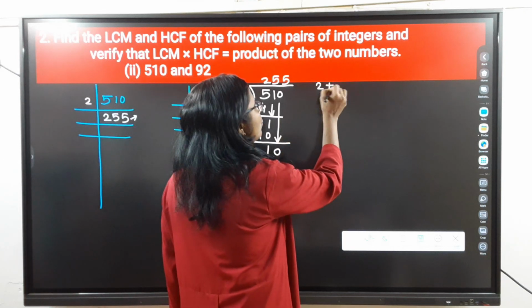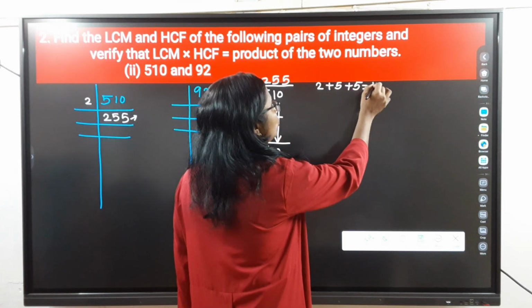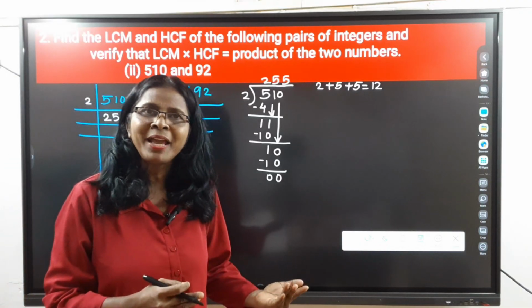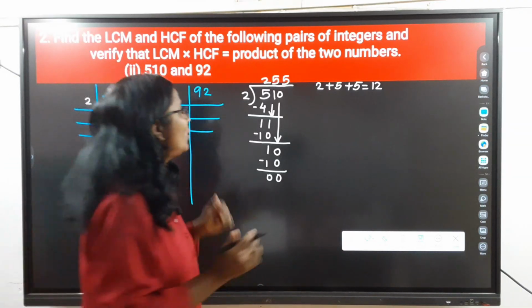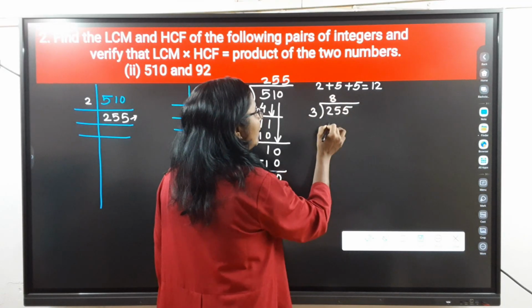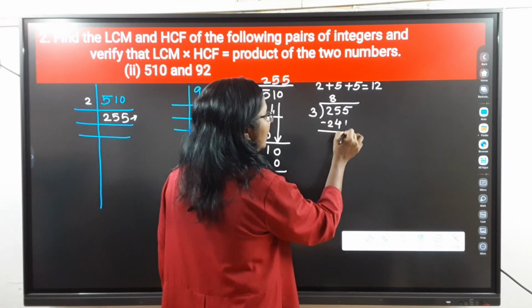Divisible by 3, students, because 2 plus 5 plus 5 is equal to 12. So 12 is divisible by 3, which means 255 is automatically divisible by 3. So 255 divided by 3. 3 8s are 24. So here 1, then here 5.